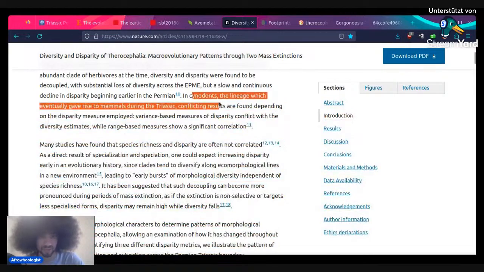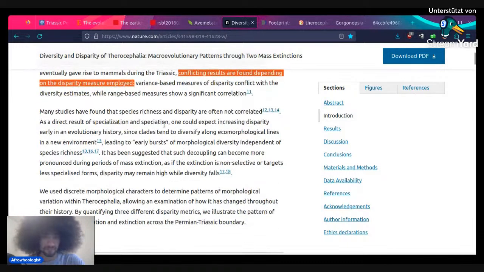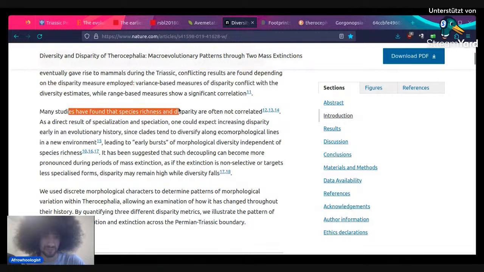So they're claiming, oh, well, based on the fossils we found, we think that. And it's all inference-based nonsense because they remain dominant. The archosaurs never really became dominant until the Jurassic period. The age of dinosaurs really began in the Jurassic. But here we see many studies have found that species richness and disparity are not often correlated. And here they have three different articles.